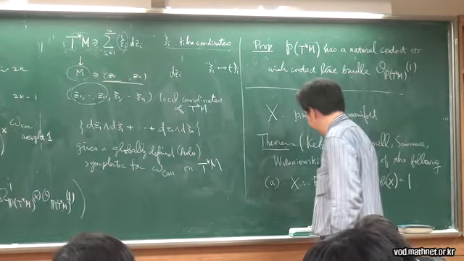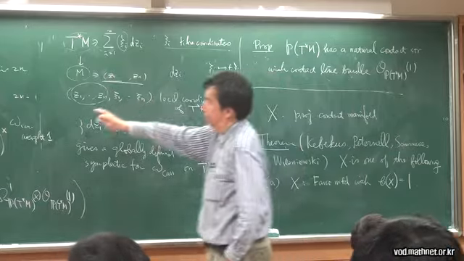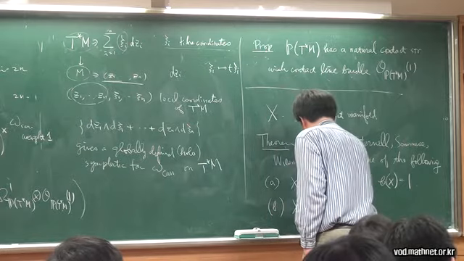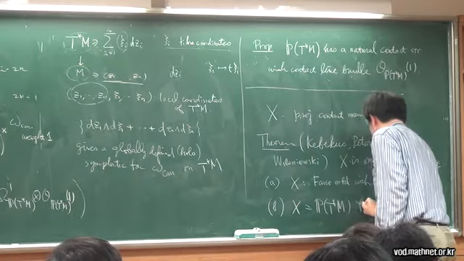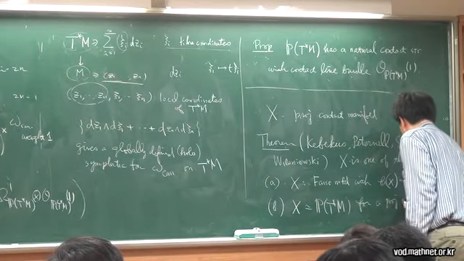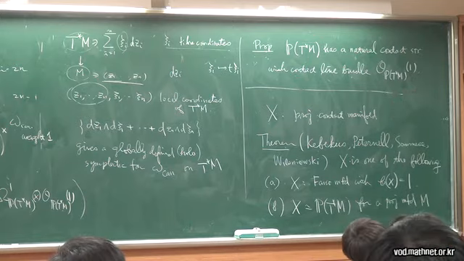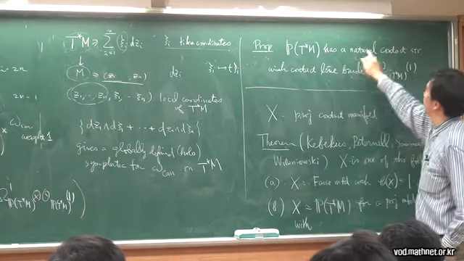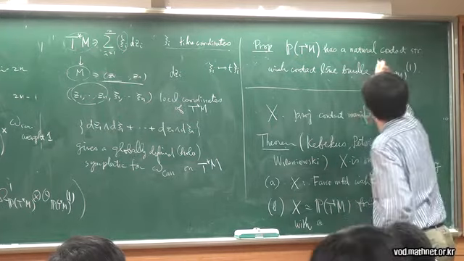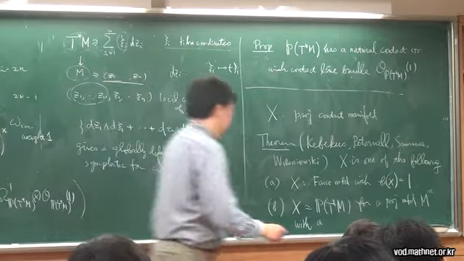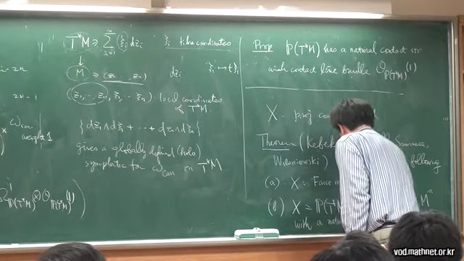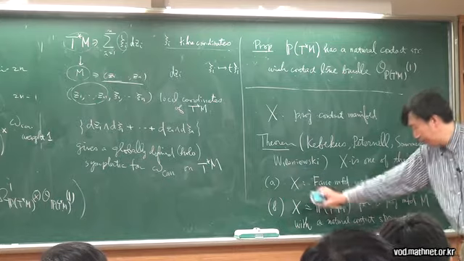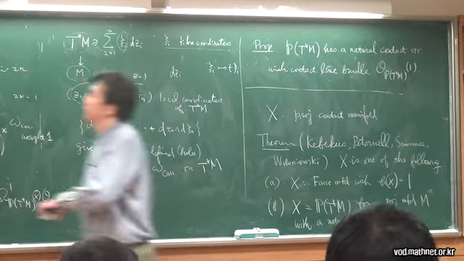And another one is of such type. This is B: X is P T star M for some projective manifold M of dimension n, with the natural contact structure, defined as follows. So one of two things holds.